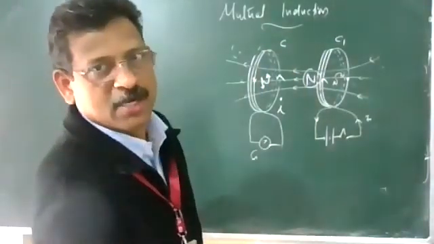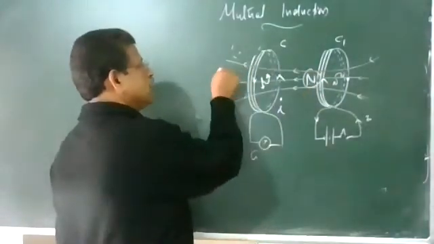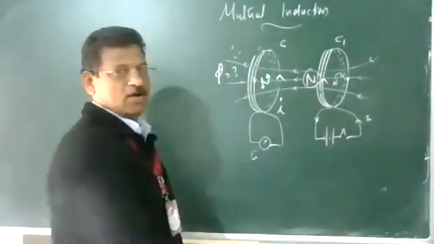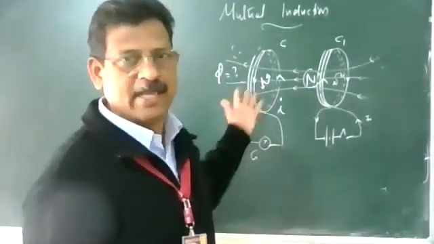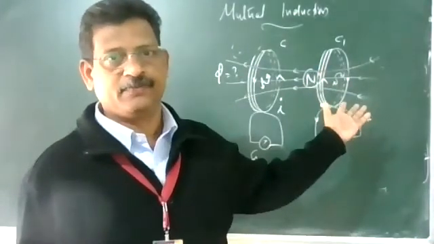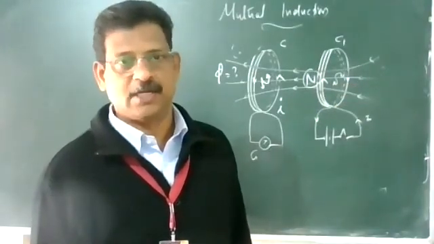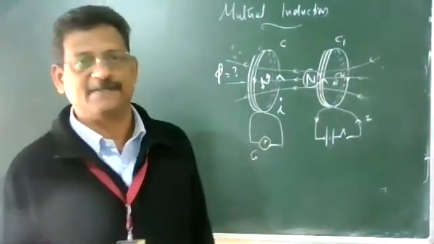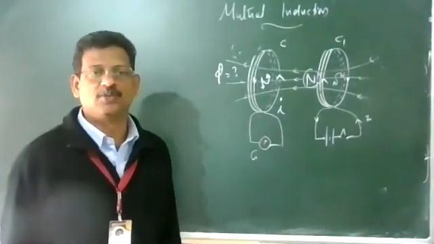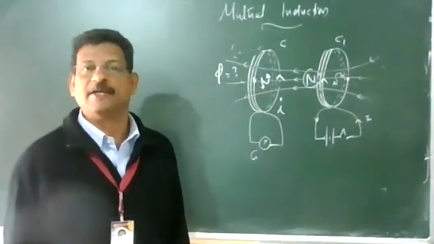So here current is there and we calculate what is the flux in this other coil. So you can see, in any one coil the current is changing, and in the nearby coil an EMF or current is induced. That induced current will oppose the cause that is responsible for its change. This is in accordance with Lenz's law. So this phenomenon is known as mutual induction.